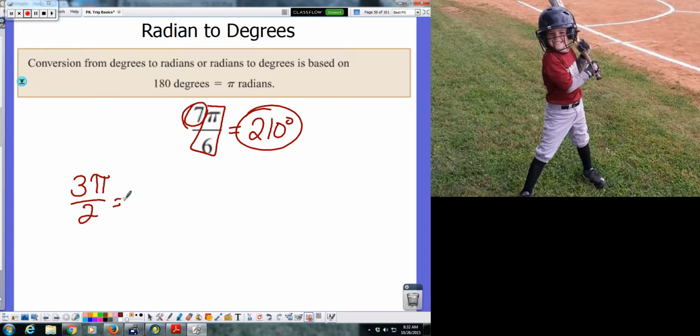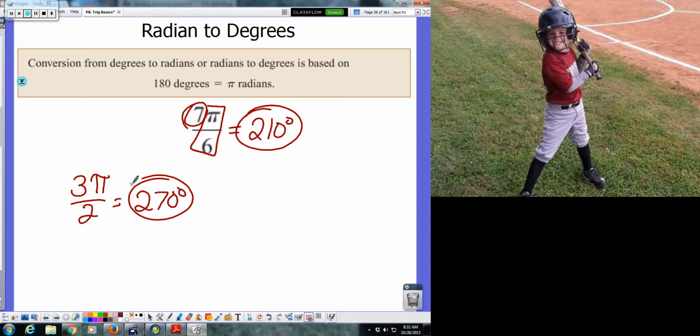Again, do the pi over 2 part first and multiply it by 3. Pi over 2, let me get your name cards here. Noah, what's pi over 2? And give me 3 of those. 270 degrees. Everybody understand that?